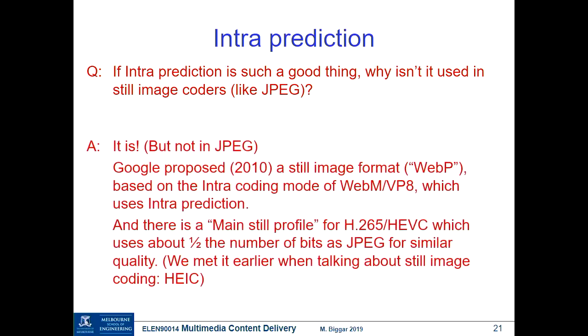So the answer to my question is, first of all, it's used in HEVC, but it also has been proposed in other formats. Google was proposing a still image format, which hasn't been widely adopted, but nevertheless it used some form of this intra-prediction.